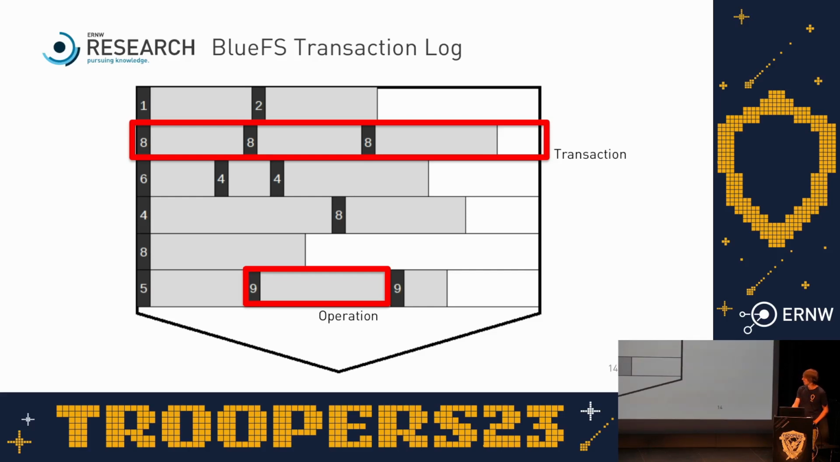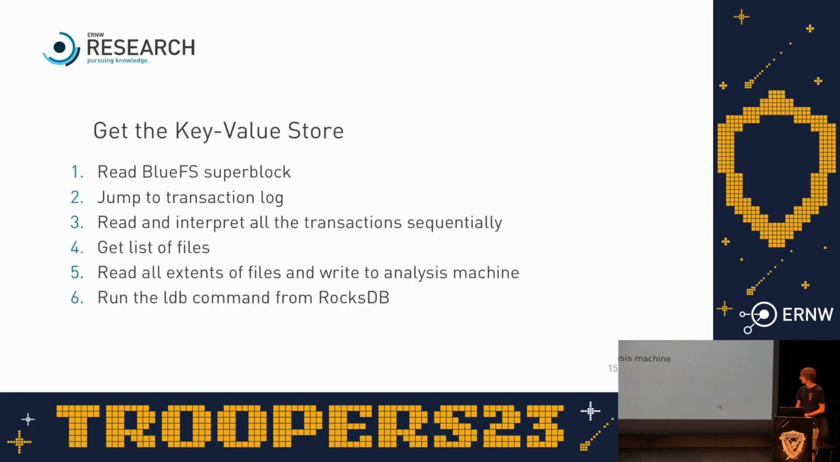So what I then did, I implemented this interpretation of the transaction log, and so I was able to get the key value store. I started by reading the BlueFS superblock, jumped to the transaction log, read and interpreted all the transactions sequentially, had a list of files then that I could write to my analysis machine, and then I used the only external dependency for my little Python program.